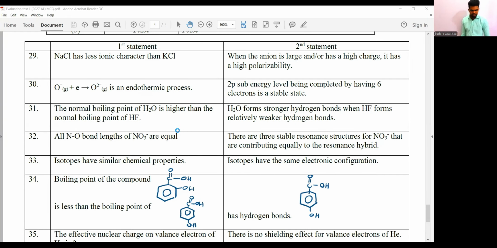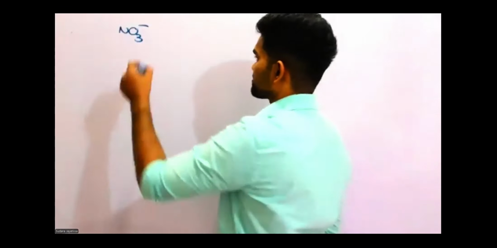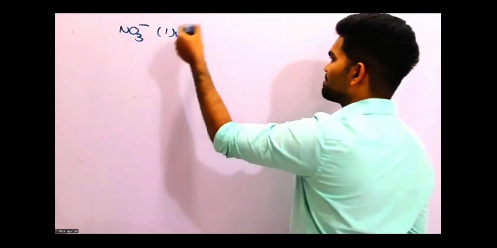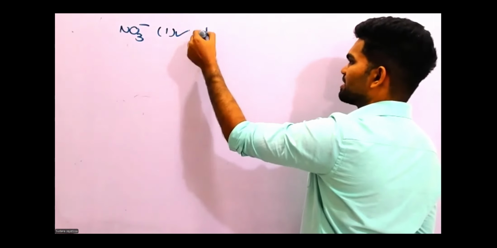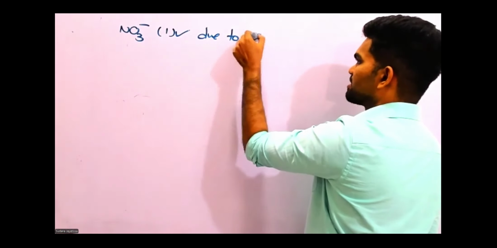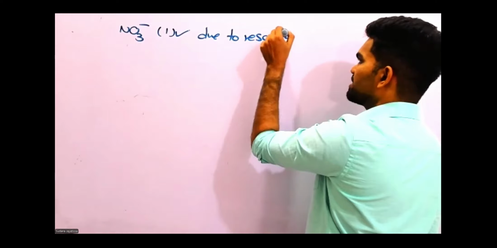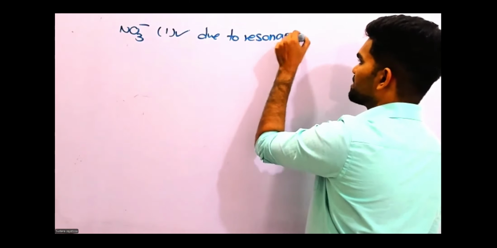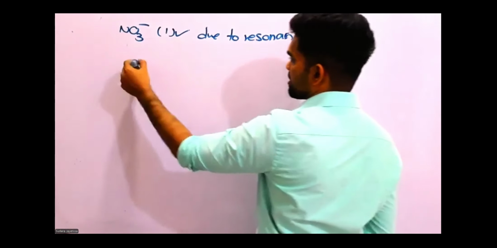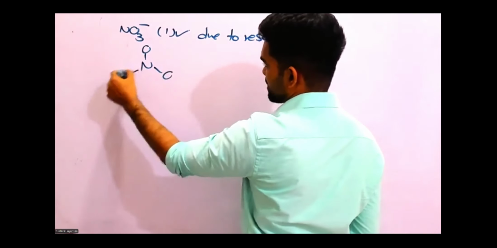All NO bond lengths of NO3 minus are equal. So that statement is correct. The simplest and shortest explanation is due to resonance. Now we have explained this one several times, but I'll tell you one more time.